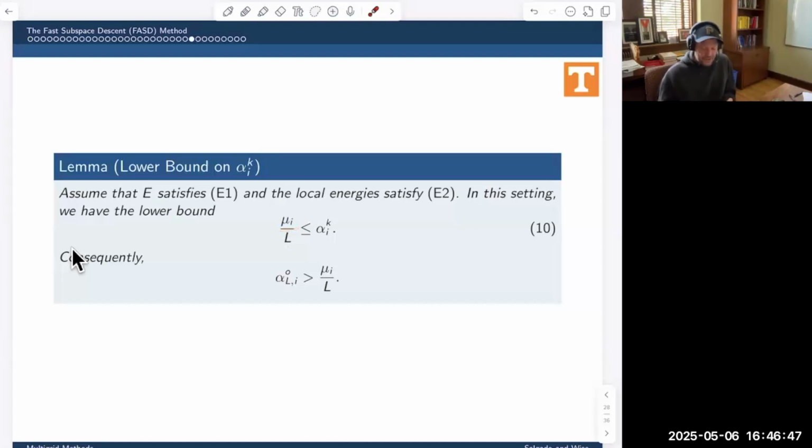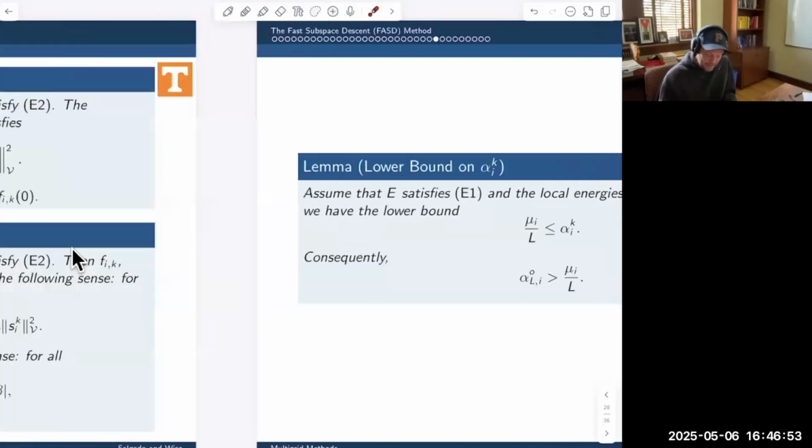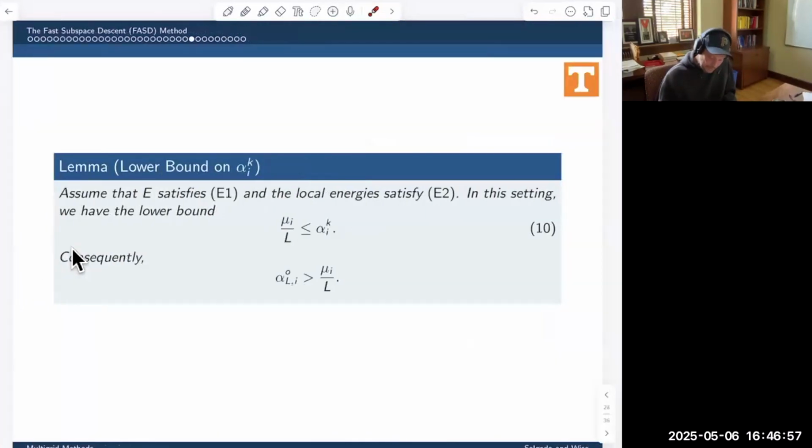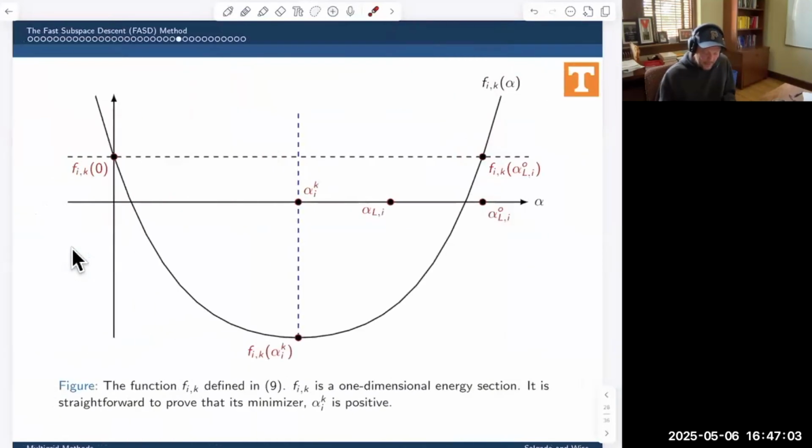Why that combination? It turns out that combination is really useful for us, as we'll see momentarily. So basically, what do we call it? Mu I over L. That's some number, some positive number. That's all I know about it. And that number is right in there. We can put it on the graph. Mu I over L is a lower bound for that guy.